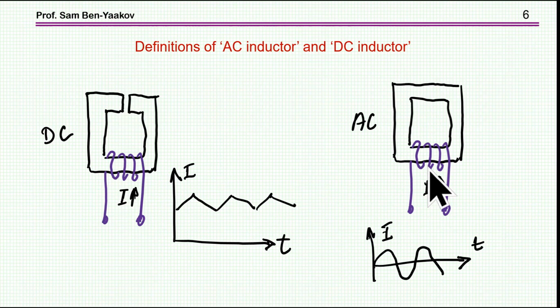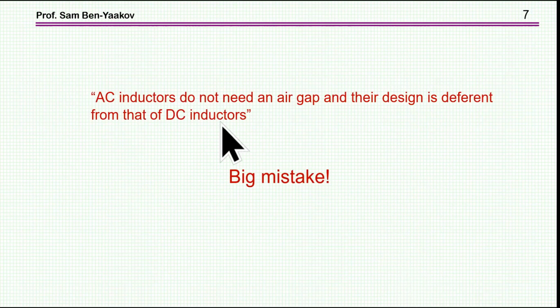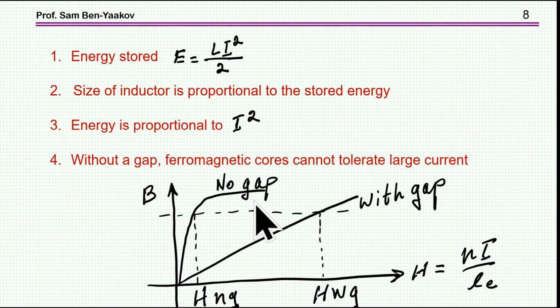On the other hand, there is a reference also to AC inductors, in which there is no DC component, so there is only AC, that is, the average is 0. And it is claimed that AC inductors do not need an air gap, and that their design is different from that of a DC inductor. Well, this is a big mistake, and here is the reason.